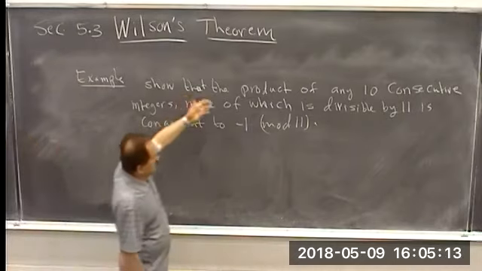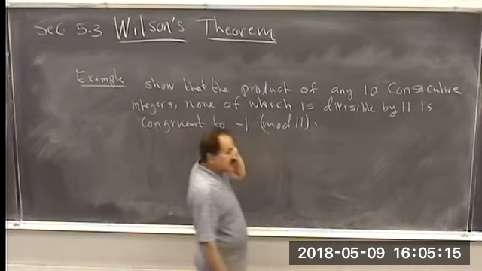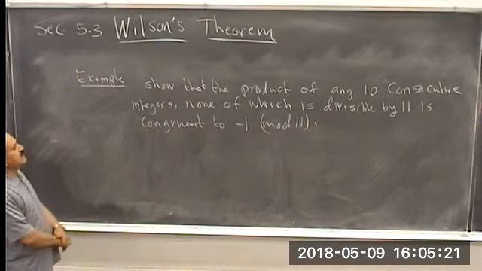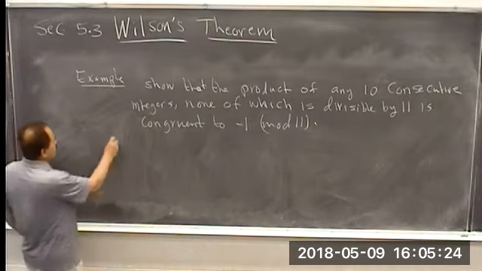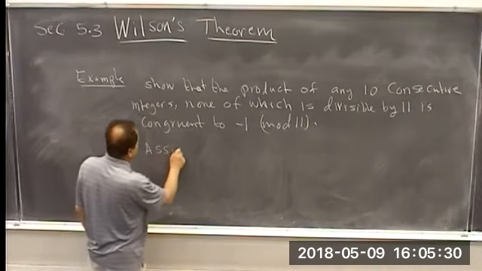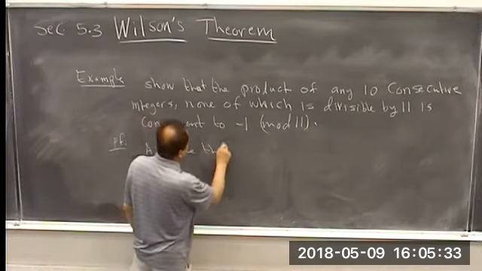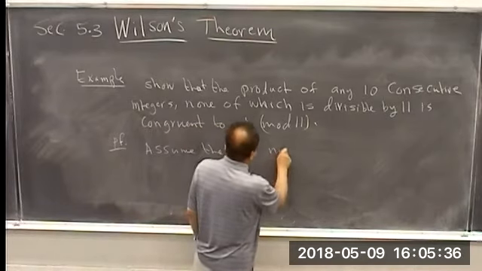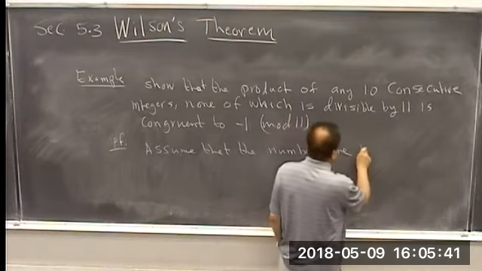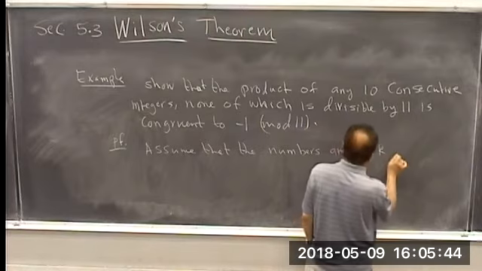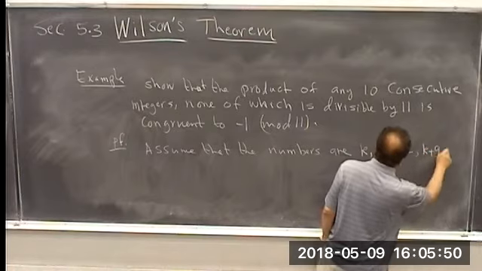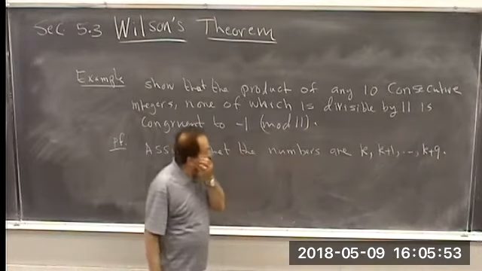Now, this is a little more general. It says that these numbers don't have to be from 1 to 10. It could be any 10 consecutive numbers. To prove this, let's assume the numbers are k, to start with, positive or negative, doesn't make any difference, k plus 1, up to k plus 9. So there are 10 of these.